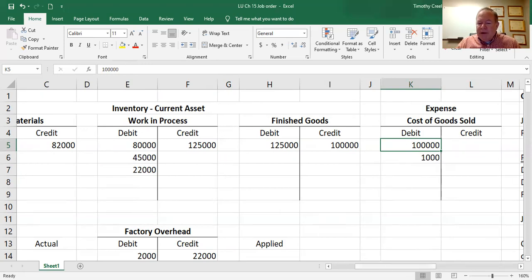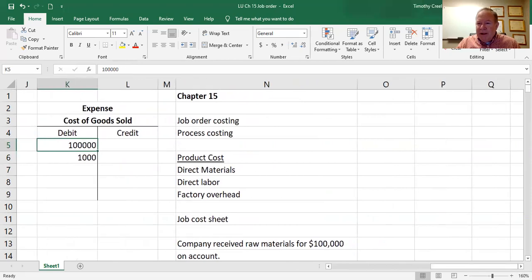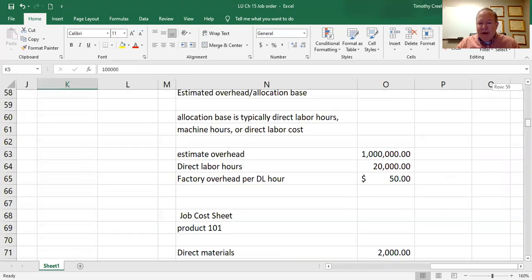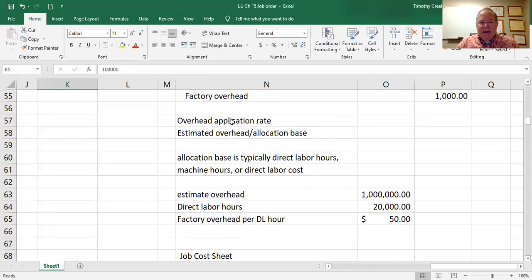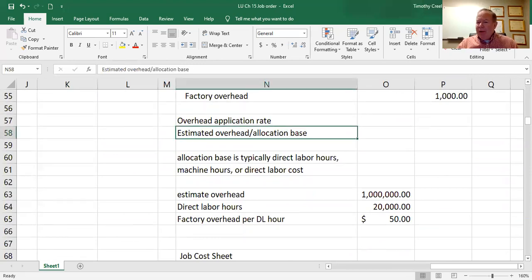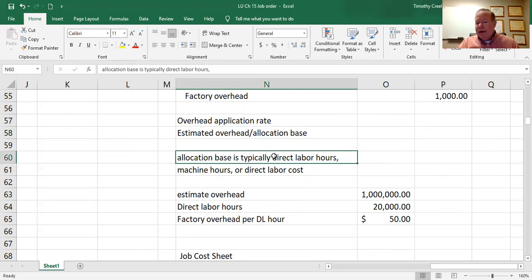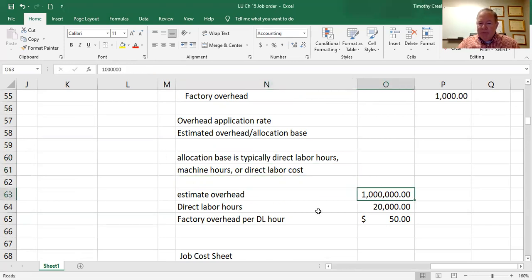Now, the only other thing I wanted to talk about is a little bit with the application of factory overhead, and I went ahead and put a formula down here. When we're coming up with the application rate, which would be the credit to factory overhead that we would apply to production, a rate would be that we'd take estimated overhead divided by the allocation base, which is typically direct labor hours, machine hours, or direct labor cost. And so if our estimated overhead was 1,000,000 and our direct labor hours were 20,000, then our factory overhead per direct labor hour would be 50.